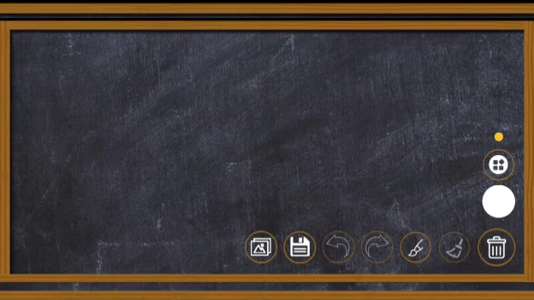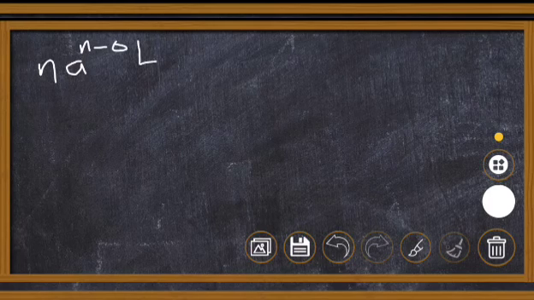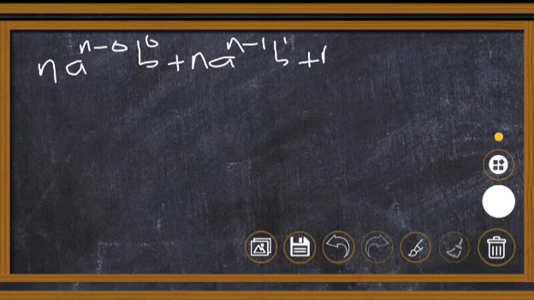So the formula that I'm talking about is where we have n a raised to power n minus 0, and then b to the power 0, plus n a to the power n minus 1, then b to the power 1, plus n a to the power n minus 2, and then b squared. So it will just keep on going like that.